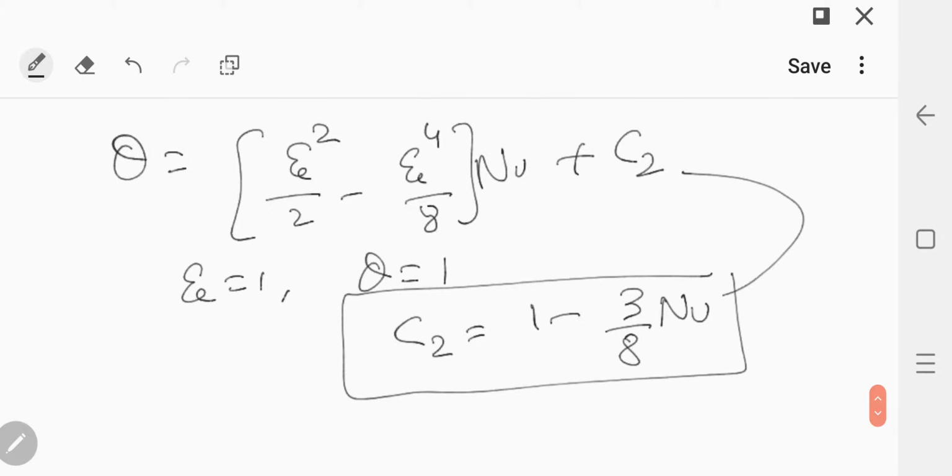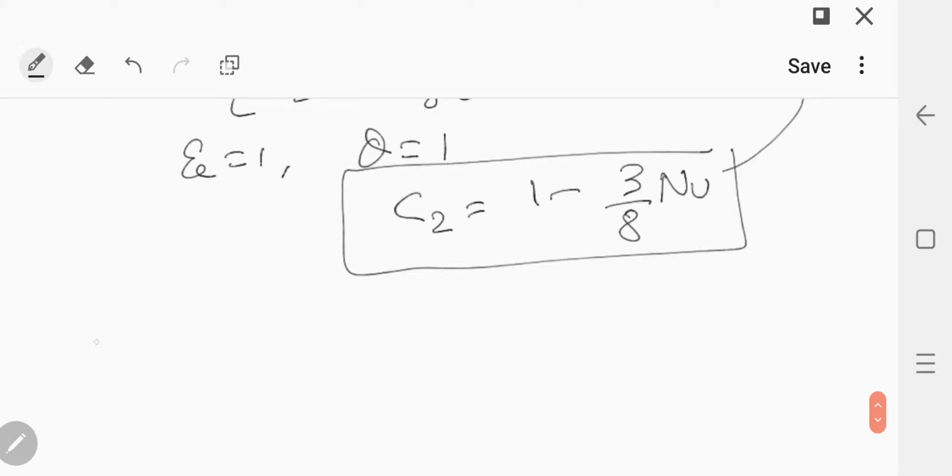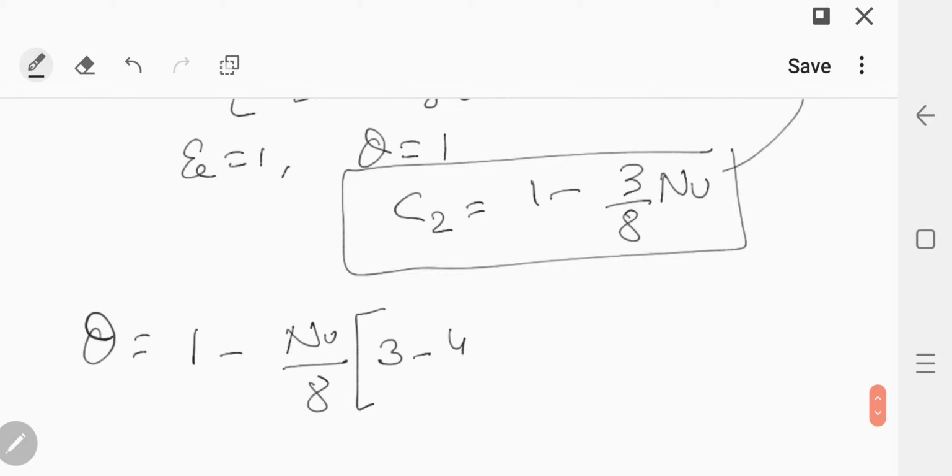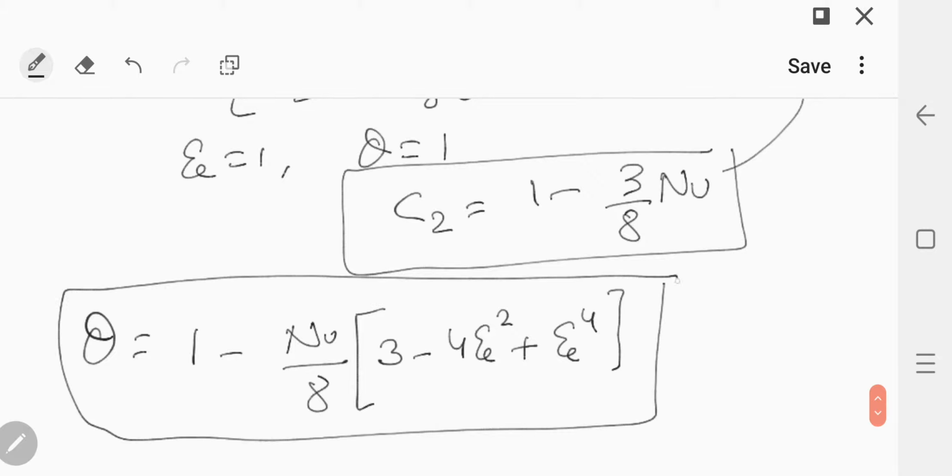Now substituting this back in this equation, so we have theta as 1 minus Nusselt number by 8 into 3 minus 4 zeta square plus zeta 4. So upon substituting, we have this expression. Clear? Let's name it as A.